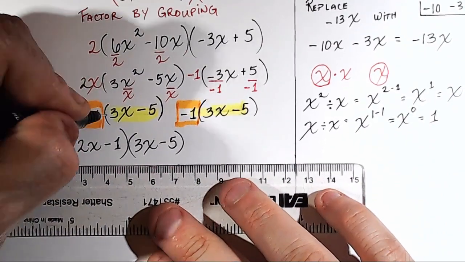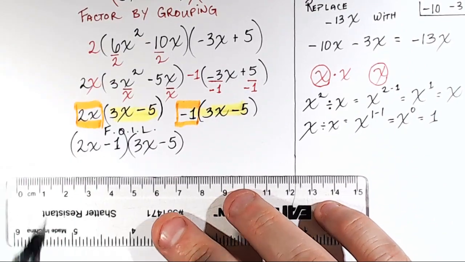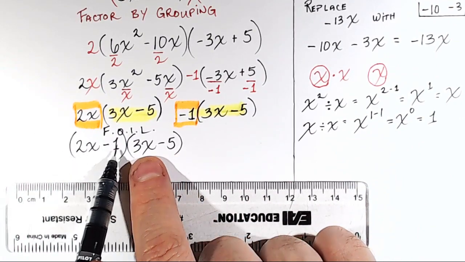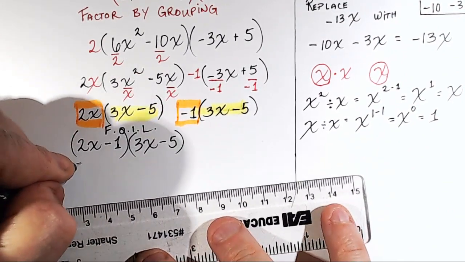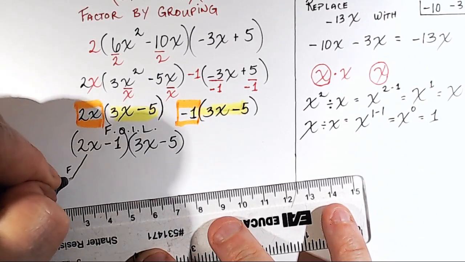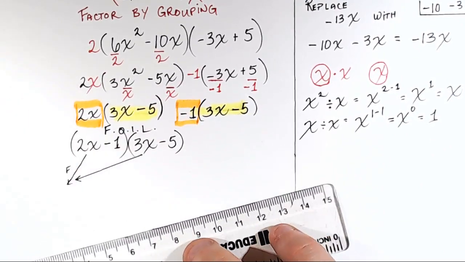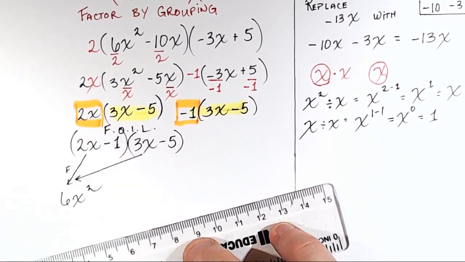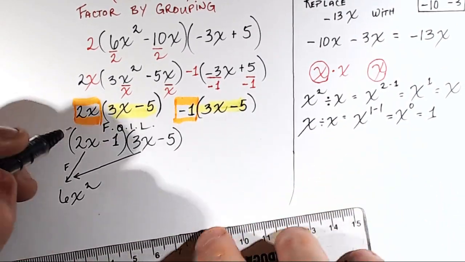Now if you're unsure, if you feel like, did he do that correctly? Let's use the FOIL method to check. Remember FOIL? FOIL means first, outer, inner, last. Okay? So let's do FOIL and find out if I did this correctly. So here's the first term, and that would be 2x times 3x. 2x times 3x is 6x squared. Outer, 2x times negative 5.